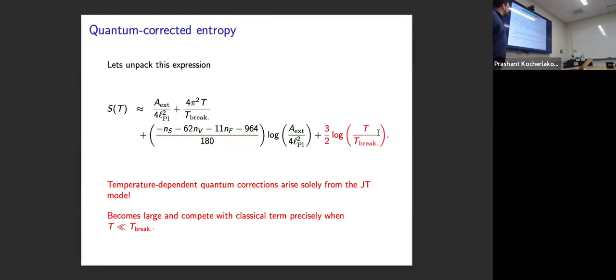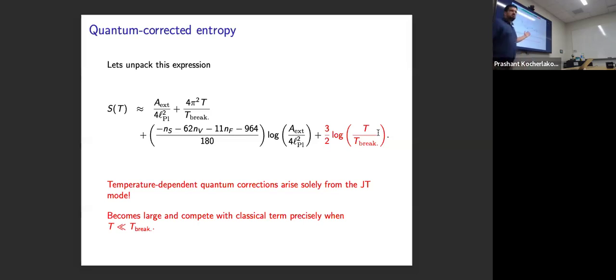The last term depends on the temperature. It's logarithmic in the temperature divided by this breakdown scale. And it comes in the 2D description only from this JT model that I mentioned. This is a new term that was not considered earlier. It's important because it becomes large and can compete with the classical term precisely when the temperature is of order the breakdown scale.